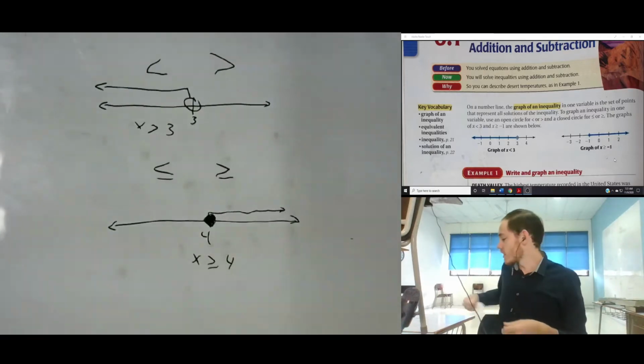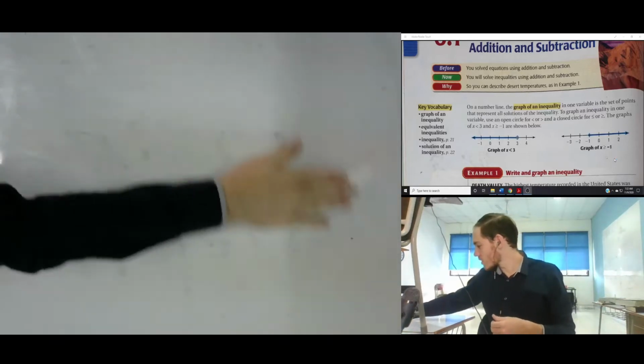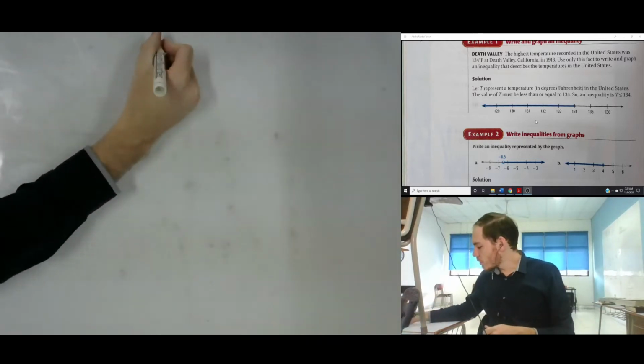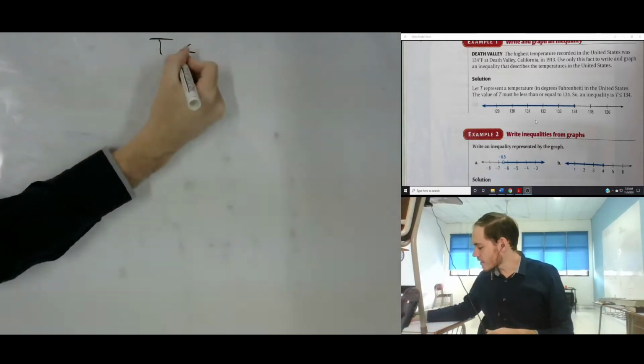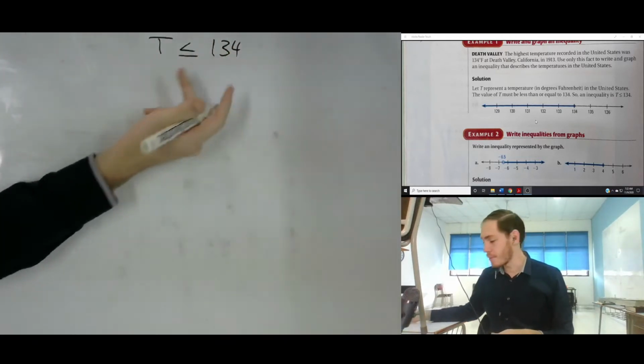We're going to cover these in class again just to remind you. So make sure you've kept notes so that you will be able to answer our questions. So, writing and graphing inequalities. It says the highest temperature recorded in the United States was 134 degrees Fahrenheit. Write an inequality. So what you do is you write temperature is going to be less than or equal to 134, because highest means that it can't be greater than this.